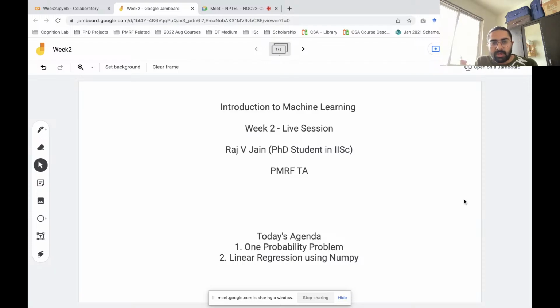Today's agenda is we'll do one probability problem just to drive home the point of some of the things that we have been learning in probability as such, and we'll see how to do linear regression using the Numpy library. And I'm assuming you had an intro to the Numpy library on the Tuesday session, right? You guys had it, right? Okay, good, fine.